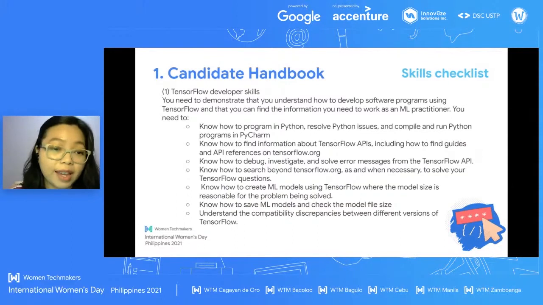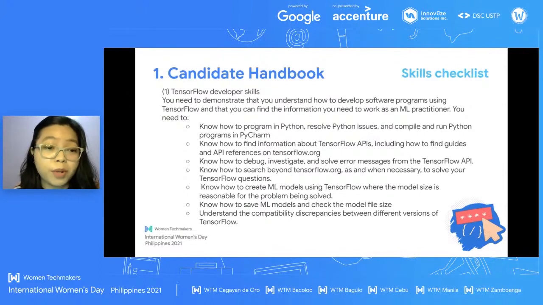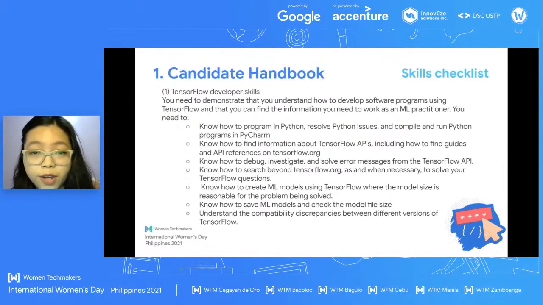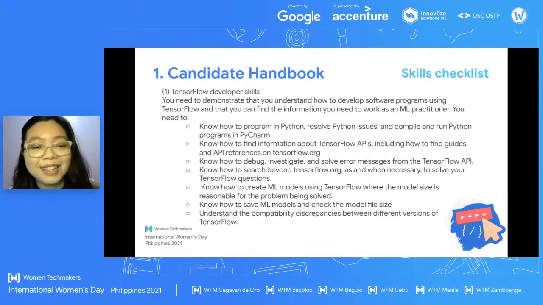So this is the skills checklist. You'll find it in the document. The first one would be the TensorFlow developer skills. You need to know Python, how to resolve Python issues, compile. Those are pretty general stuff. And how to find information in the TensorFlow APIs, and debug, investigate, and solve error messages. So it's pretty general. And for the ML part, it's like how to create models where the model size is reasonable for the problem being solved. You don't want to use 100 layers in the exam. That's a no-no. So that's one skill that this exam tests.